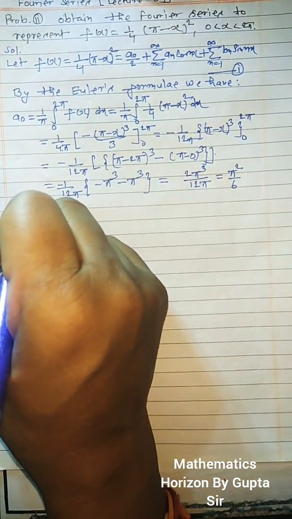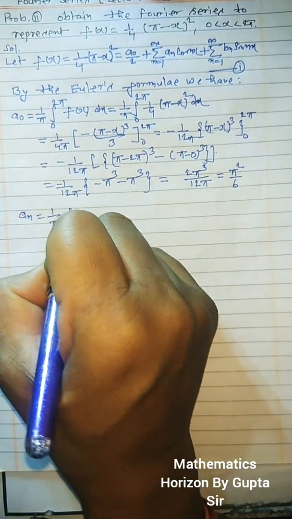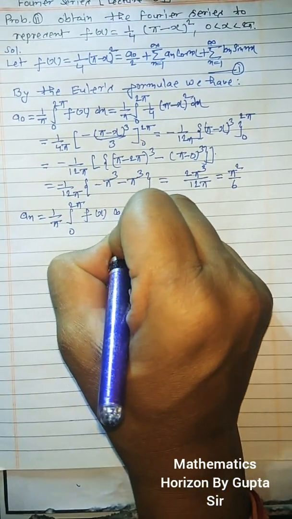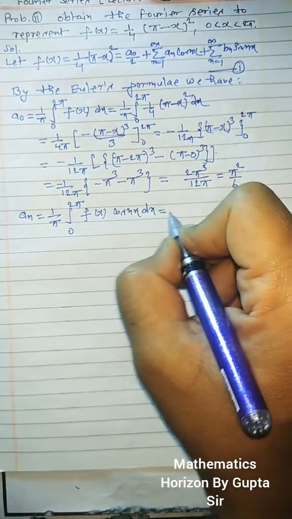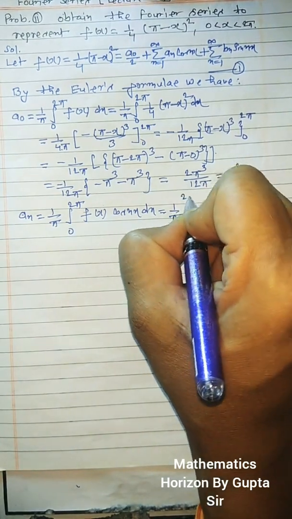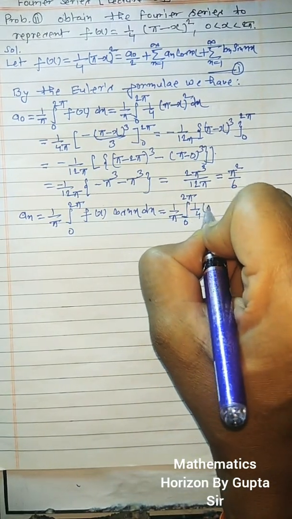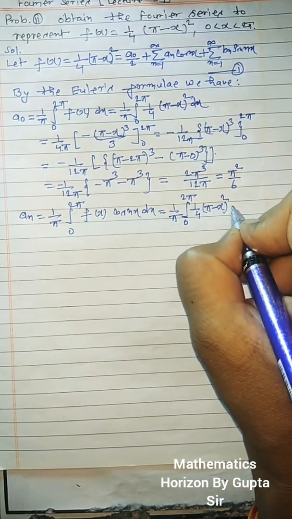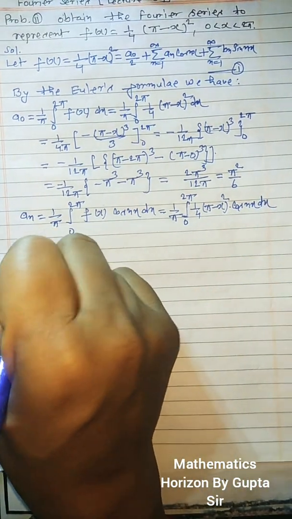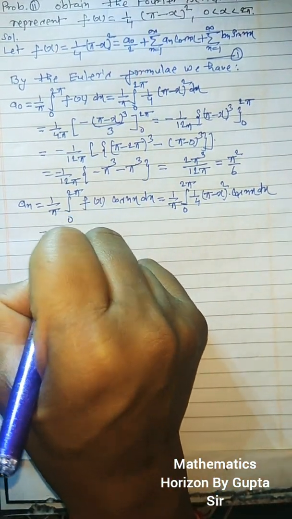Next we find out an. Formula of an is 1 upon pi integral 0 to 2 pi f(x) cos nx dx, that is 1 upon pi integral 0 to 2 pi. What is f(x)? 1 upon 4 (pi minus x) whole square cos nx dx. Now we integrate this. Here 1 upon 4 pi is the common term.